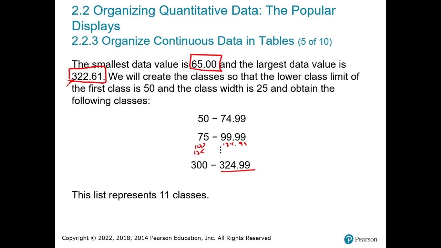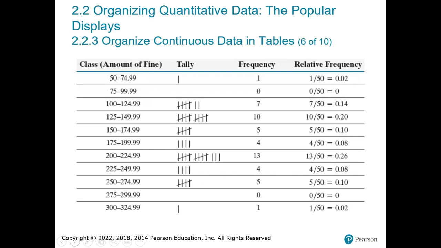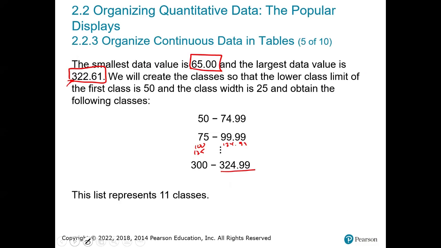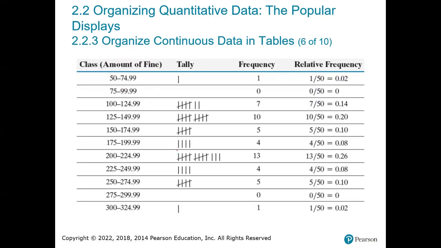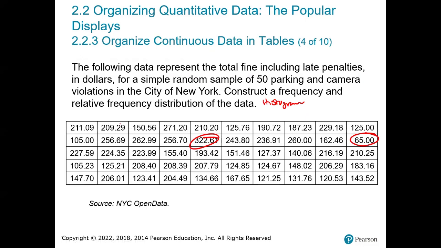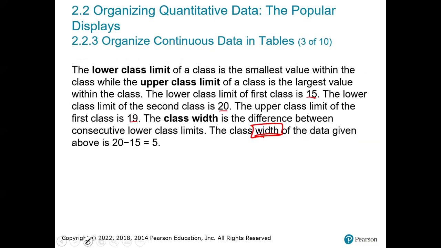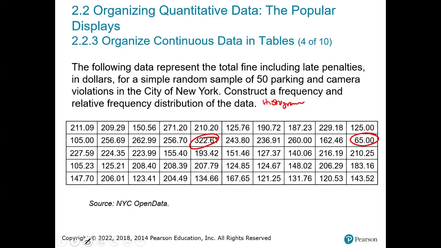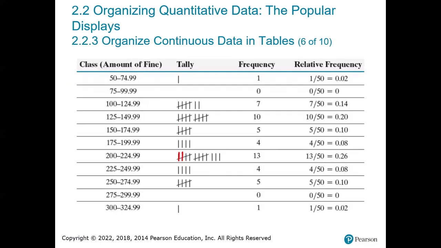And then we're going to do just like we created our tally table before. I'm going to go through and count and put where they all belong. 211.09, that's going to go there. 209.29, that goes there. 150.56. So on and so forth, okay?